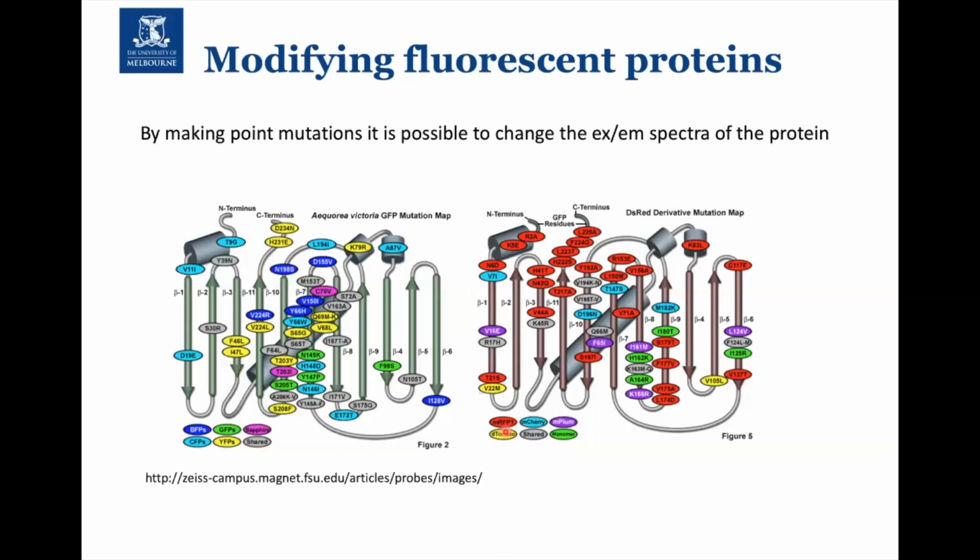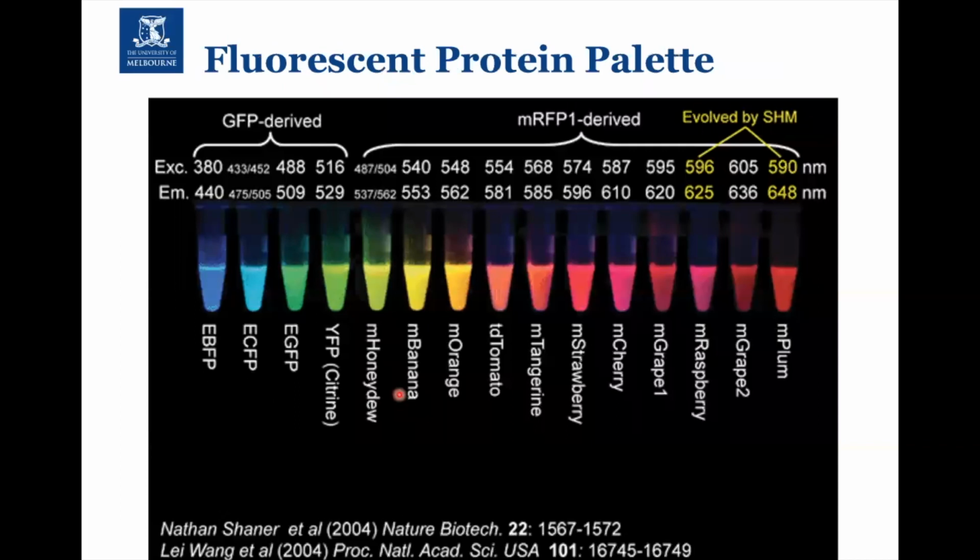So the cherry that you may have heard of, tdTomato, so monomeric proteins as well. So now we've really got to a point where you can go from the blue range all the way out into the kind of deep red range using different fluorescent proteins.